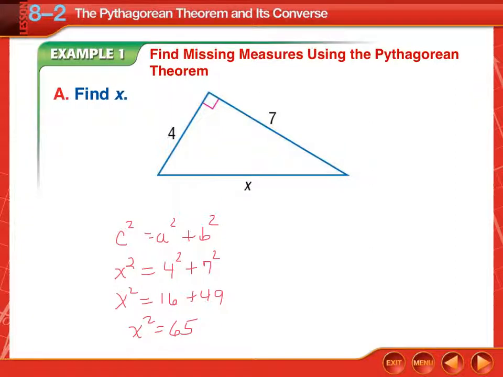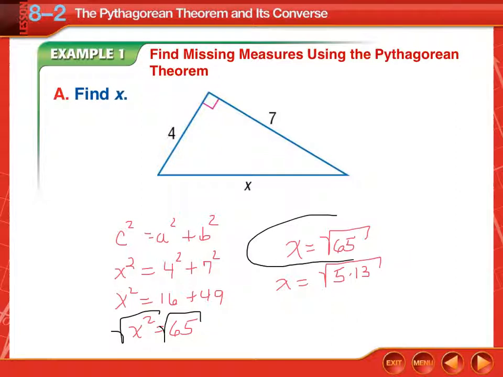If we take the square root of both sides to solve for x, then x is going to equal the square root of 65. It's always a good idea to see if you can simplify this, but in this case you can't. If you look at 65, I believe it is 5 times 13, and 5 and 13 are both prime numbers, so that should tell you right away that the square root of 65 is as simple as it gets.